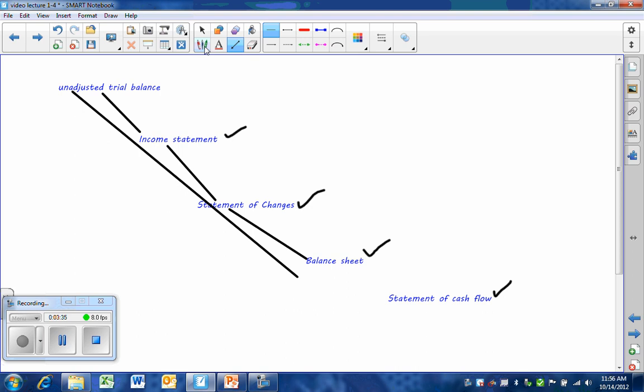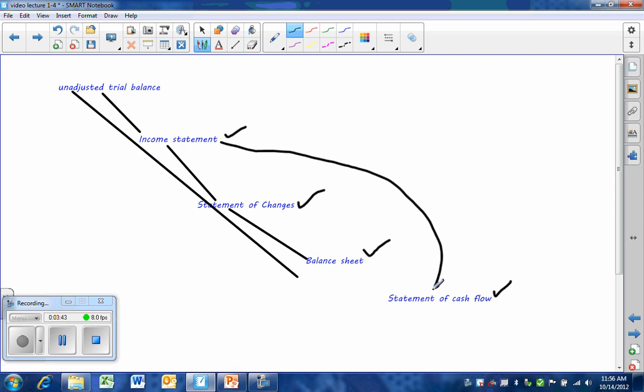The statement of cash flows will take into account net income and also changes in the balance sheet from one period to another to indirectly determine the change of cash in a period. So let's take a little closer look at each of these financial statements.